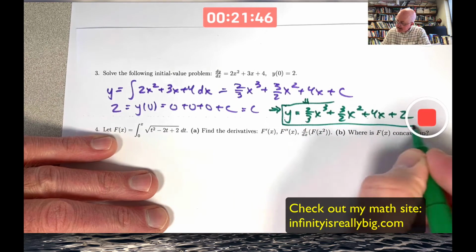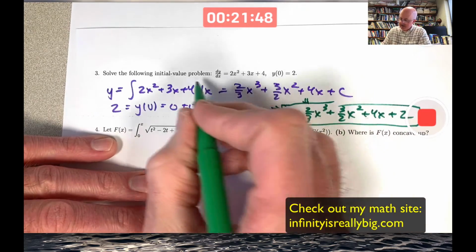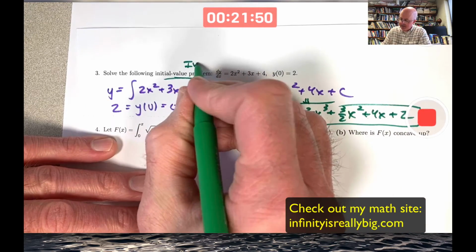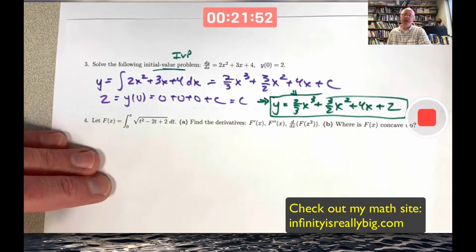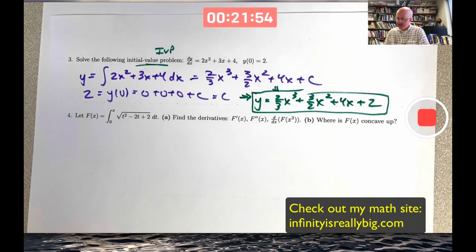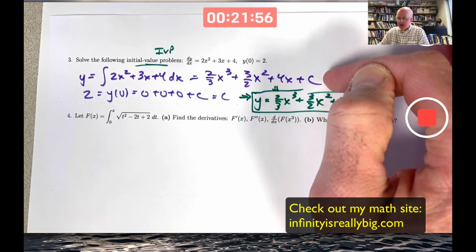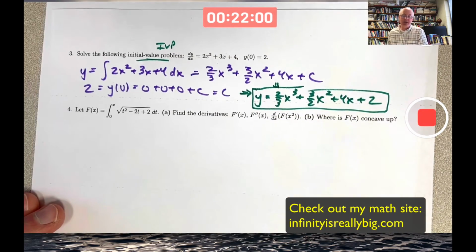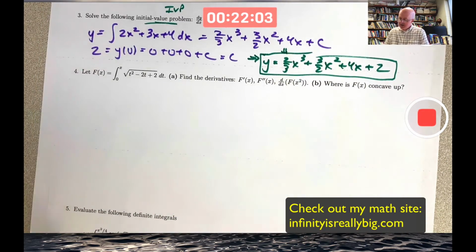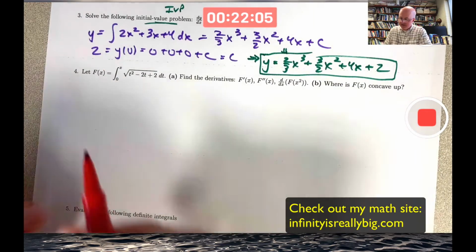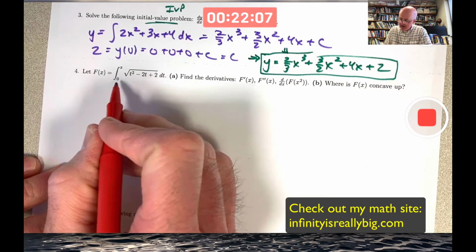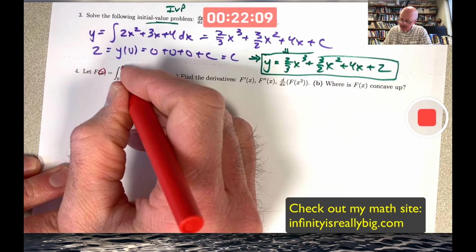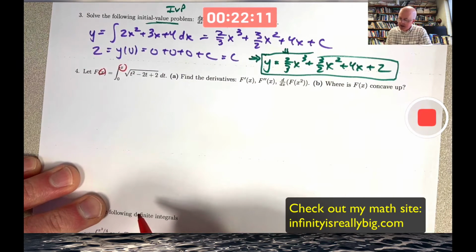That is the unique function that solves this initial value problem, IVP, which is a differential equation along with an initial condition. If I did not have the initial condition, I'd just write that and I'd call it a general solution. It would represent infinitely many functions. On to number 4. This function, capital F of x, is defined by an integral where the variable in this problem is the upper limit of the integral.